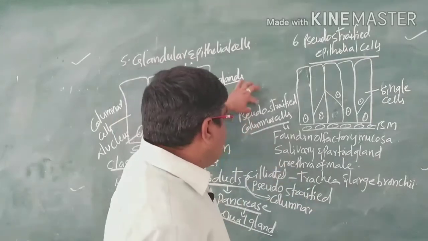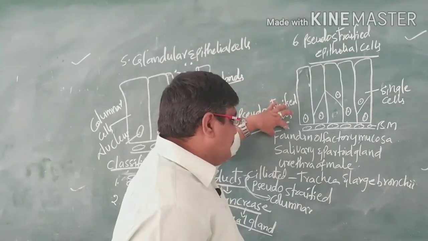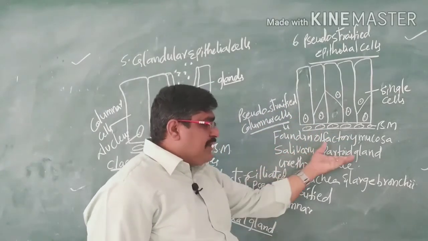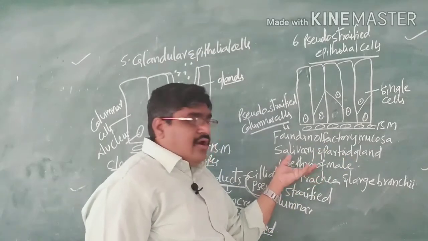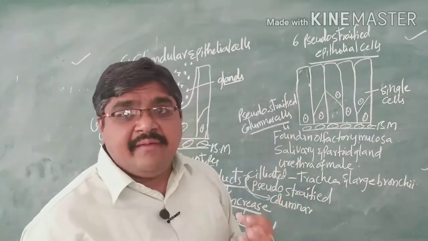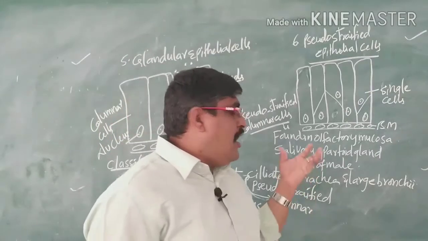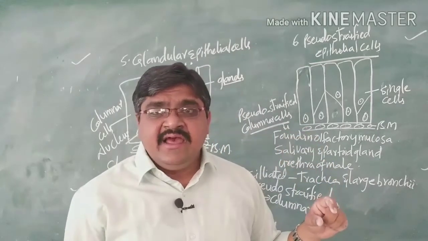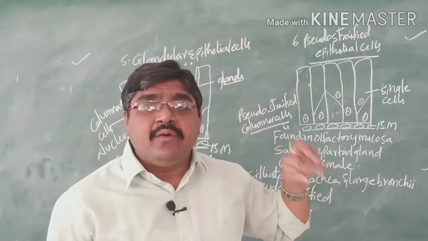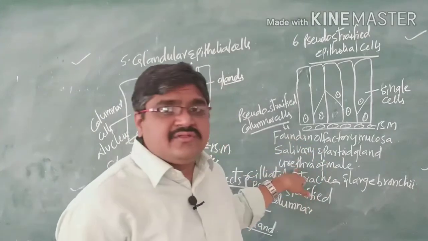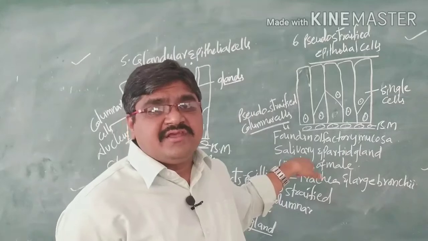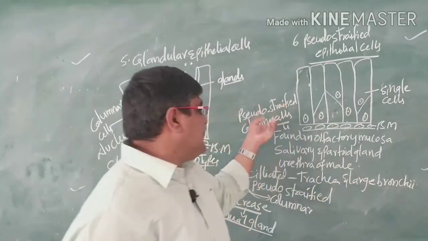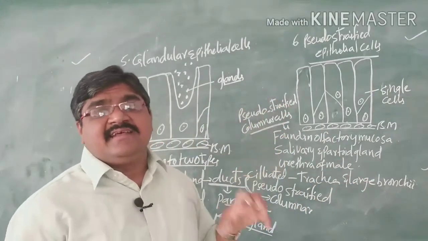So here pseudo-stratified columnar epithelial cells are found in the olfactory mucosa, as well as the salivary and parotid glands, and also the urethra of a male. That means in the olfactory region, the nose mucosa, there are pseudo-stratified epithelial cells, and also in the salivary glands, that is the parotid glands. And the urethra, the male opening, has pseudo-stratified columnar epithelial cells.